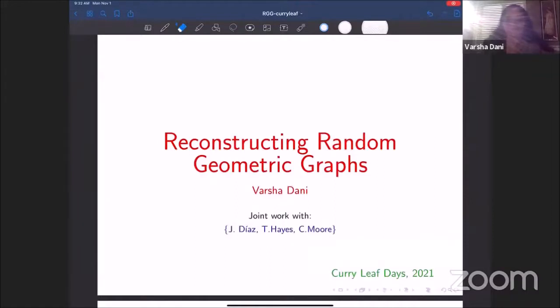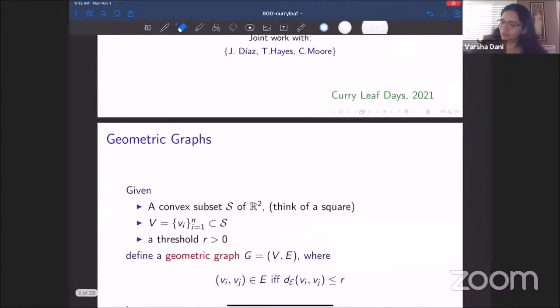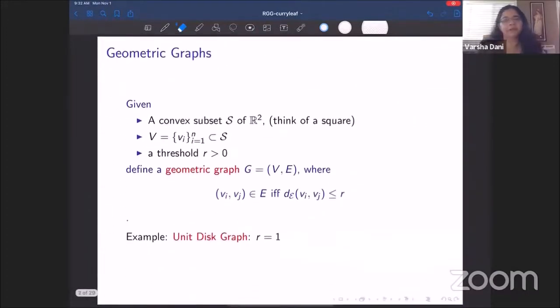Okay, so today I'm going to talk about reconstructing random geometric graphs, and this is joint work with Joseph Diaz, Tom Hayes, and Chris Moore. So what is a geometric graph?